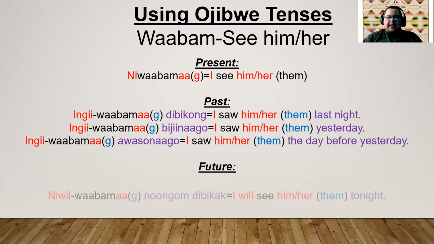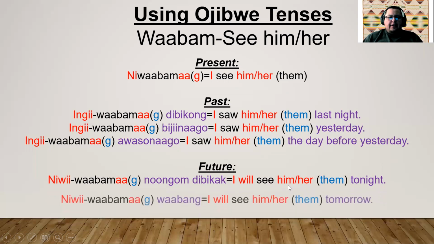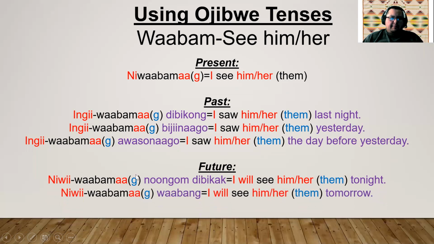Now we're talking future tense. Niwiwabama nungam dibikuk. I will see him or her tonight. Niwiwab. Oh, I forgot the plural. Niwiwabamag nungam dibikuk. I will see them tonight. Okay, next going on to talking about tomorrow.